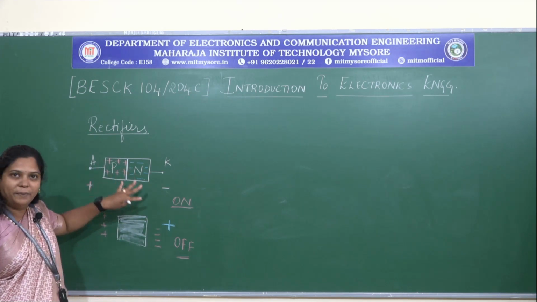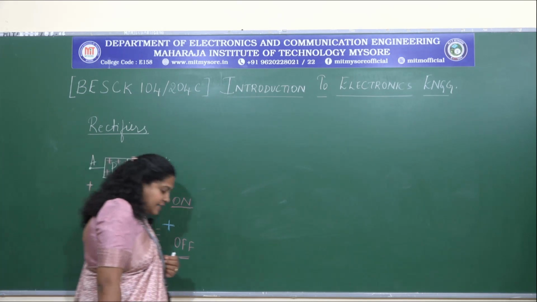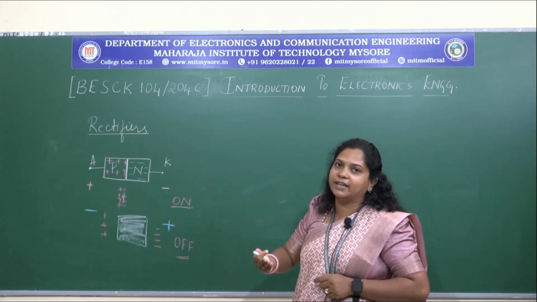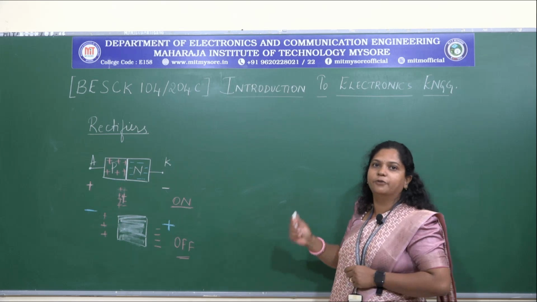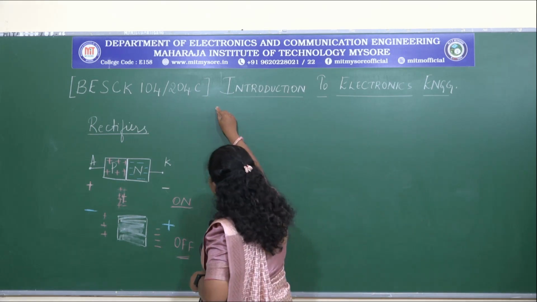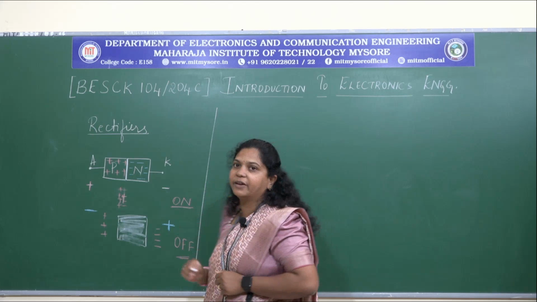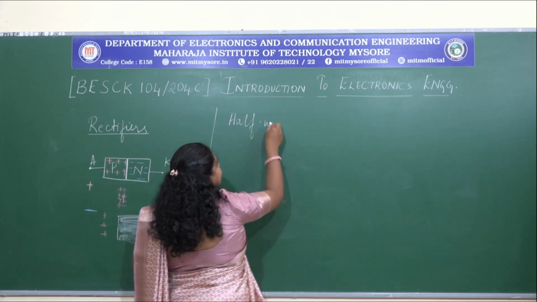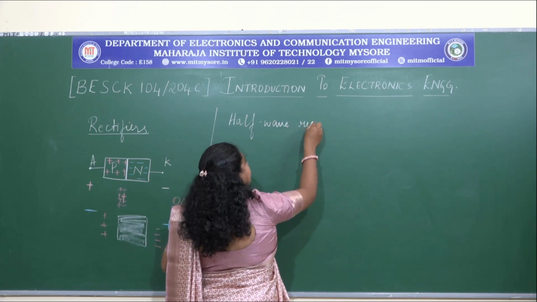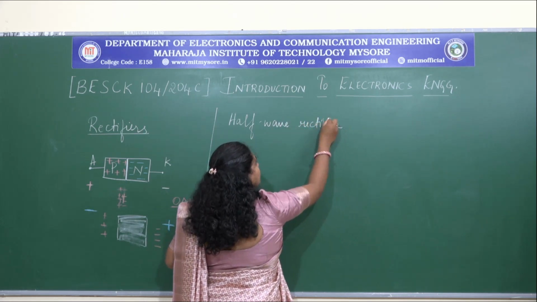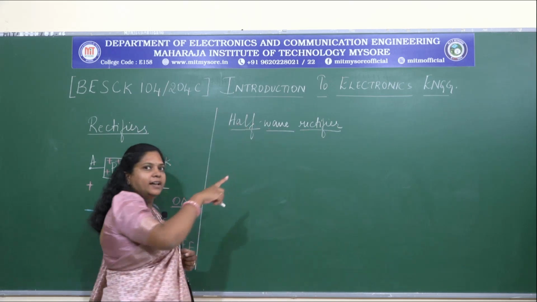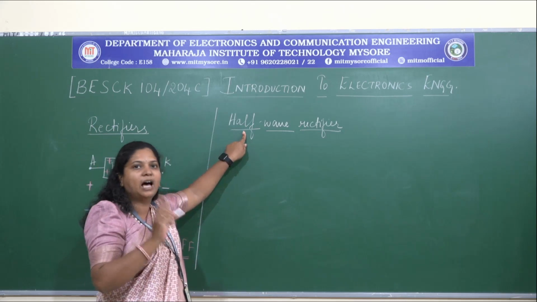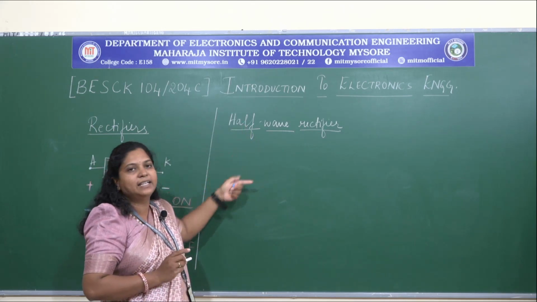Based on these operations of a diode, we have classified the rectifiers into various types. One is the half-wave rectifier and the other one is the full-wave rectifier. So first let us discuss what this half-wave rectifier is. A rectifier converts AC to DC. In a half-wave rectifier, we are going to make use of only one half wave that is present in the total.